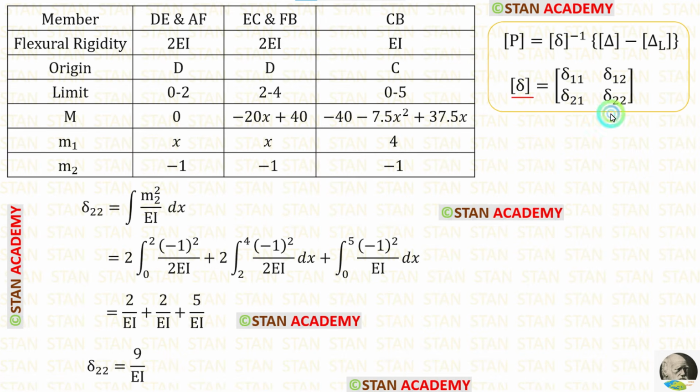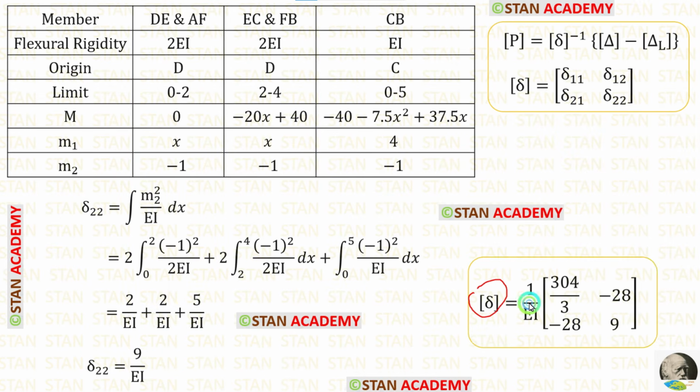Now, in the delta matrix, let us find delta 2,2. The formula to calculate delta 2,2 is integration of m2 square upon EI dx. Let us apply the values. In this integration, let us apply these. In this integration, let us apply these. And finally, in this integration, let us apply these. After the calculations, we are getting delta 2,2, which is equal to 9 upon EI.